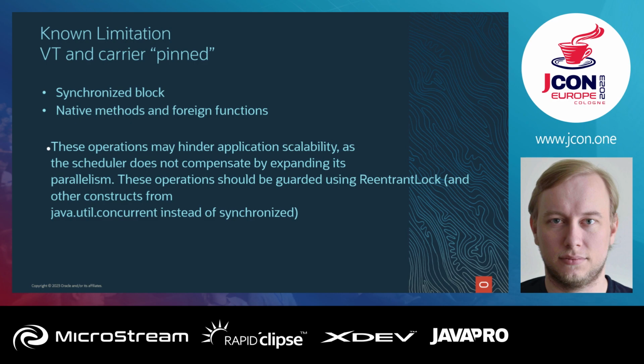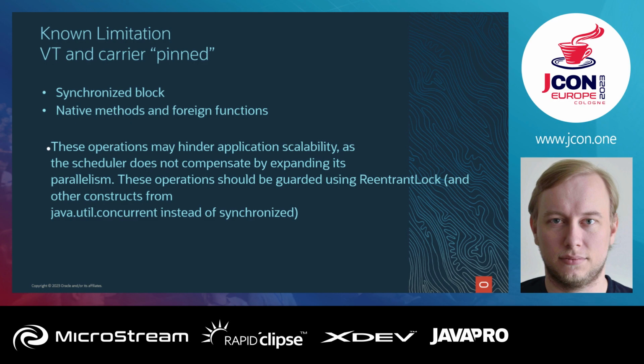Also, native methods and foreign methods, or foreign functions, it's basically the same. But in these two cases, since we will not receive any compensation in terms of threads or in terms of increasing our scheduled executor, the fork join pool, this can actually really cost us some performance.